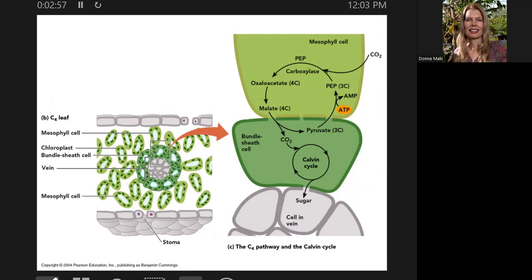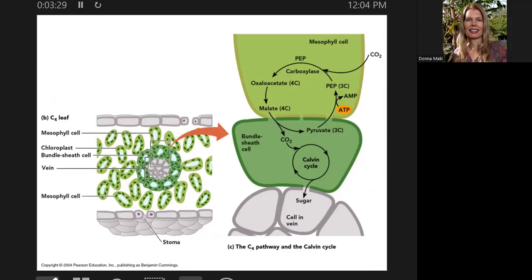So we looked at this. We say it's a spatial segregation. We have two different physical locations of where things are happening. So you see the mesophyll cell and the bundle sheath and the Calvin cycle. So most of the Calvin cycle is in the bundle sheath. So that's a spatial segregation.